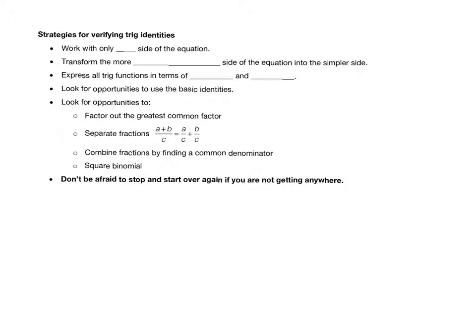In summary, these are just some of our strategies for verifying trig identities. You can always work in slightly different ways, and you'll still get there, it just might take a little longer. So, always work with only one side of the equation at a time. You may get stuck, like we did in that last one, and have to manipulate the other side, but try to stick with just one side of the equation, otherwise you're going to completely confuse yourself. You always want to try to transform the more complicated side to match the simpler side. You're going to potentially look to express trig functions in terms of sine and cosine.